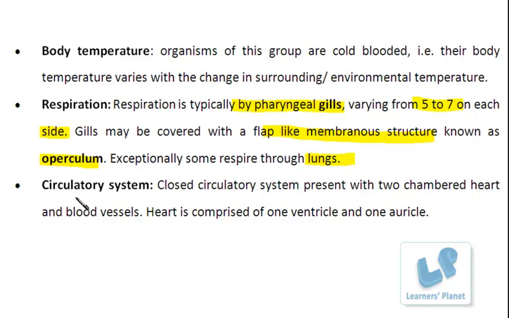Besides this, the circulatory system is present, which is well developed and closed. Now this closed circulatory system is comprised of the blood vessels, definitely, which are arteries, veins, as well as the capillaries. And a well developed heart is present, and this heart is very much different from the complex heart which is present in the higher organisms or the higher vertebrates. In this case it is two chambered, and that means that it is comprised of one ventricle and one auricle.